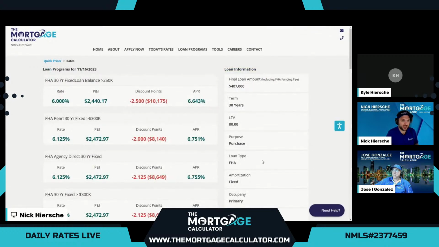So let's check out the FHA, and a little downward momentum here too. Hopefully we see some more as well. The top option here, 6% rate, 2.5 discount points and costs, puts the final APR at 6.643. So great option here for our customer that needs to use FHA, and it's actually cheaper for customers that qualify for both. So again, our customers that qualify for both, don't overlook FHA.